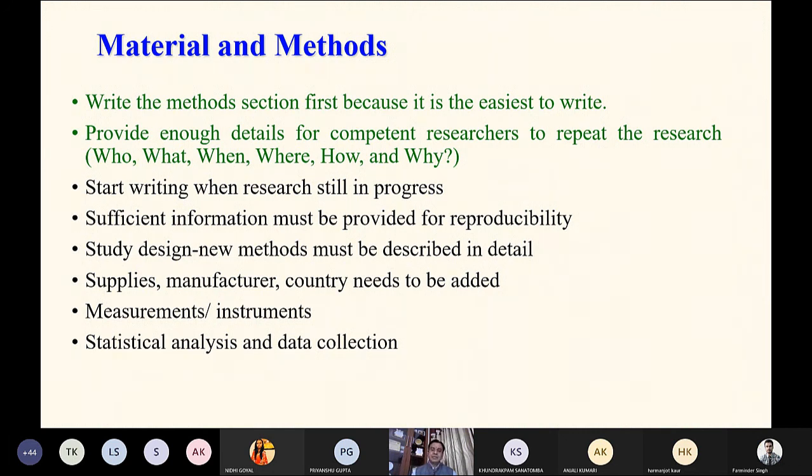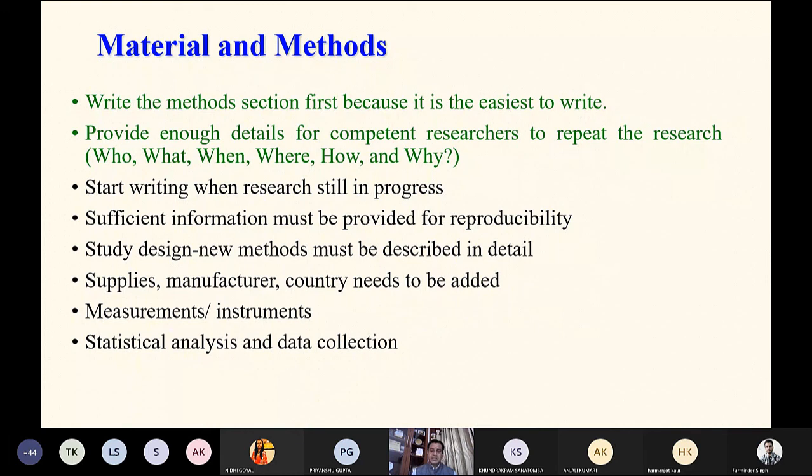What sample size we are going to have, what statistical technique we are going to use, how we are going to test the reliability and the validity. These are the different things that we already know in advance. So we can start writing this section even when the paper is in process.